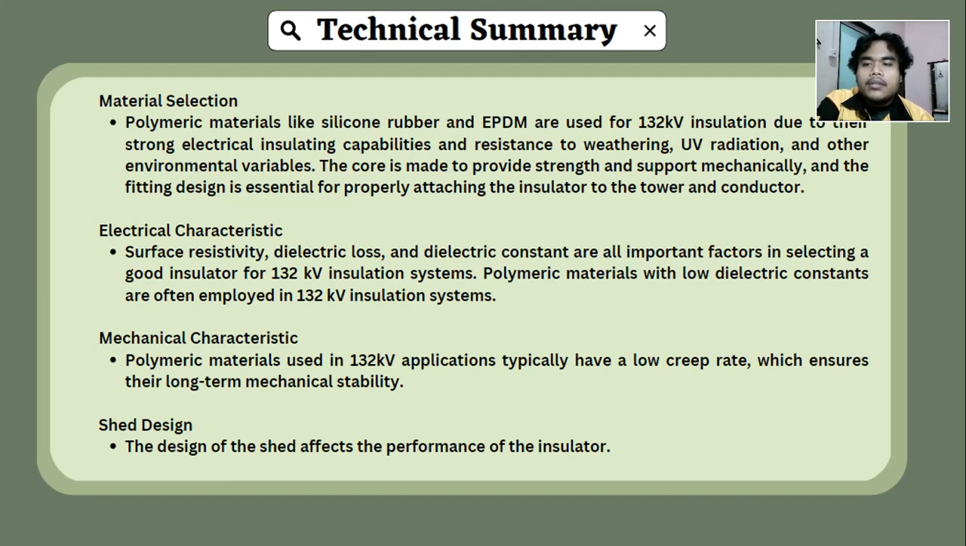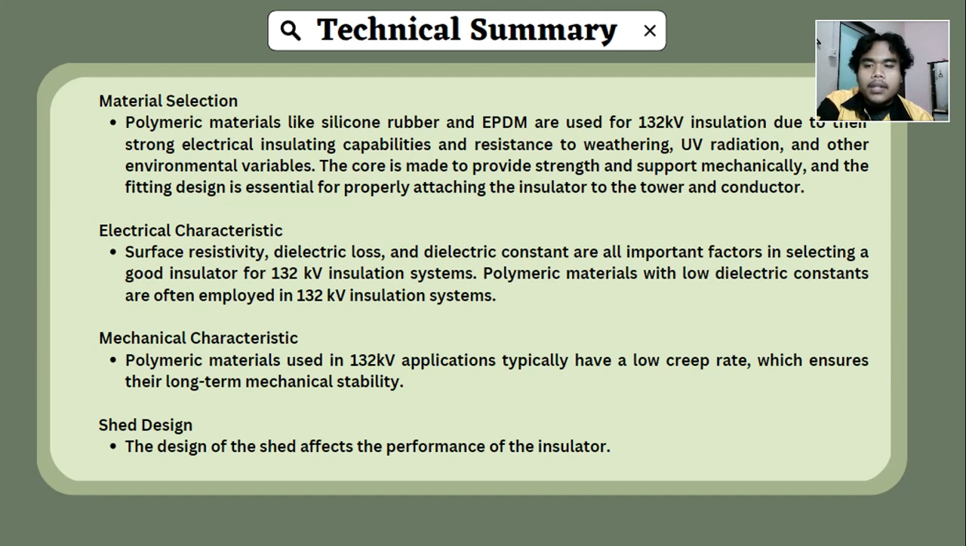Now I'm going to present the technical summary. For material selection, polymeric materials like silicone rubber and EPDM are used for 132 kilovolt insulation due to their strong electrical insulating capabilities and resistance to weathering, UV radiation, and other environmental variables. The core is made to provide mechanical strength and support, and the fitting design is essential for properly attaching the insulator to the tower and conductor.